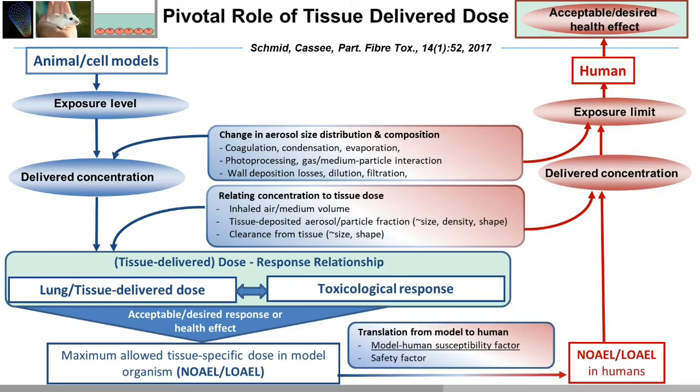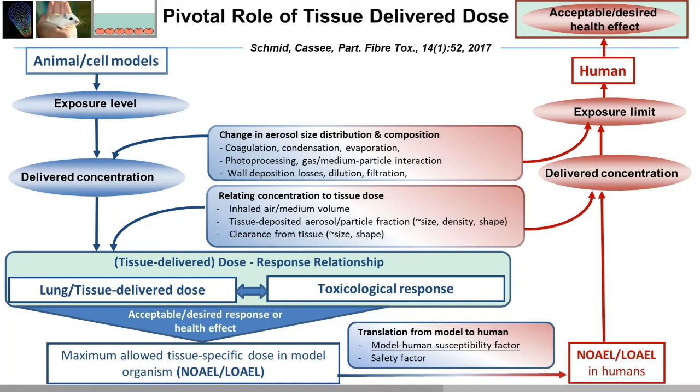How do we do this? We basically have to make a leap of faith. There's a huge jump now because you now have to account for the model-human susceptibility factor. So is your model more or less susceptible, whatever you're trying to measure? And then, of course, because this is highly unknown, you add a safety factor in order to do that. Now you have a corresponding no observed adverse effect level for humans, and then you can work your way back up. From that, you can now deduce the delivered concentration and the exposure limit.